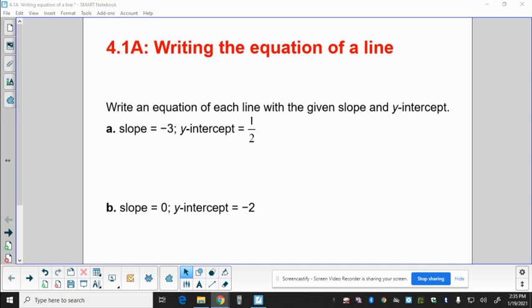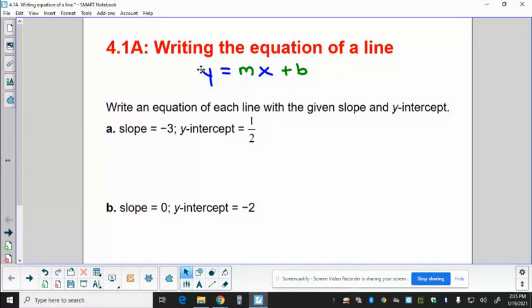All right, let's get into today's lessons, chapter 4. We're going to call this section 4.1a. We're going to focus on now, instead of graphing lines, we're going to write the equation of a line. And what we need to remember if we're going to get that done is that the equation of a line is in the form y equals mx, where m is the slope, plus b, which is the y-intercept.